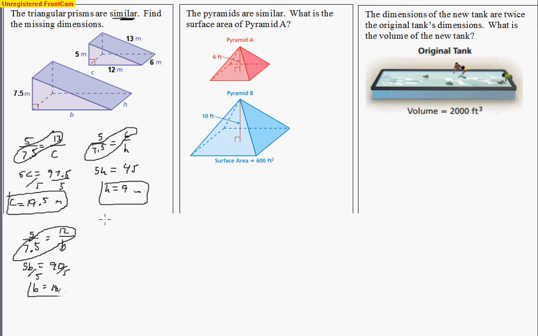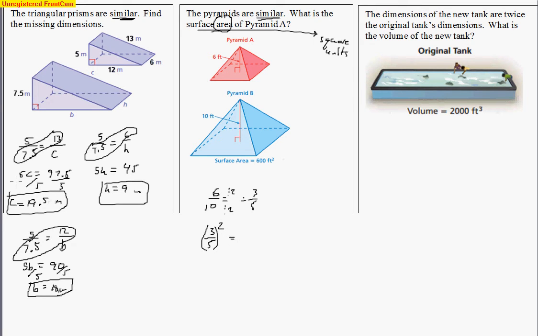So moving on to the next problem, we've got again the same sort of thing. The pyramids are similar. This time we want to find the surface area. So we're going to take the dimensions and write those as a ratio, corresponding dimensions. 6 is to 10. I'm going to reduce that fraction though, divide by 2, and that gives me 3 over 5. So I've got 3/5, but since I'm dealing with an area, we have square units. And so since I'm dealing with area, I need to take this ratio and square it.